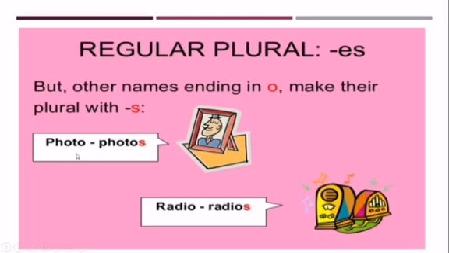Why this? Well, this is an exception to the rule, because this is a consonant letter, but we need to add just an S because it's an exception. But pay attention to this. This is a radio, so just one, two radios. So before the O, we have a vowel. And when we have a vowel, we need to add S.